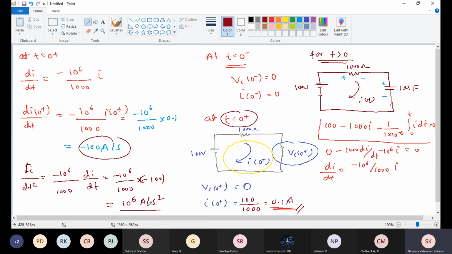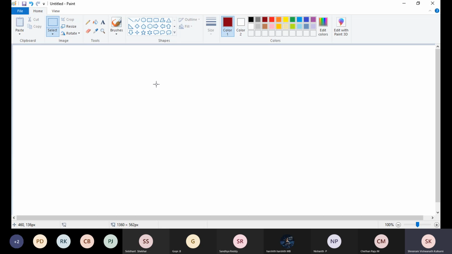Okay, now what we'll do, we'll solve one problem involving inductor as well as capacitor. The first problem was with the inductor, the second was the capacitor. Now we are going to solve one involving both the capacitor as well as the inductor. Okay.